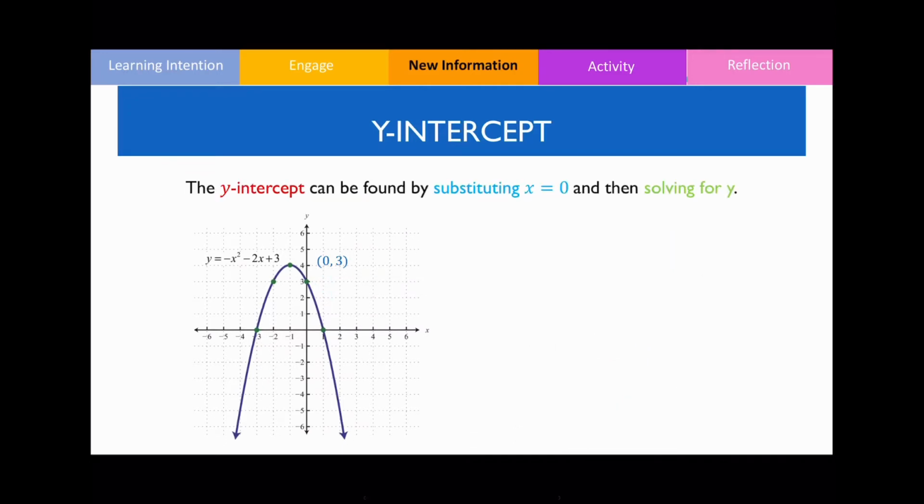If you're trying to find out what the y-intercept value is going to be, what you would need to do is substitute x is equal to 0 and then simplify to solve for y. So let's say that this is the equation for the graph shown on the left hand side.